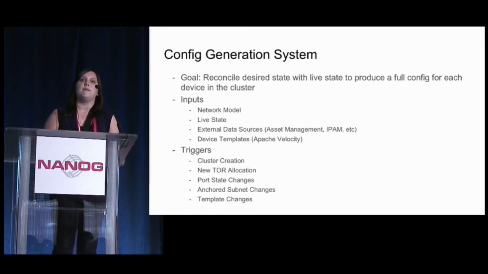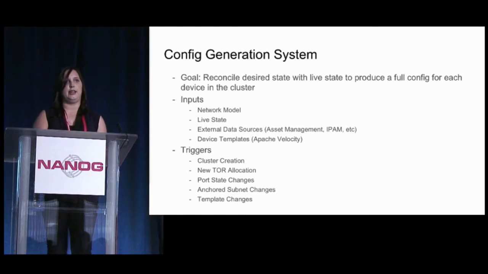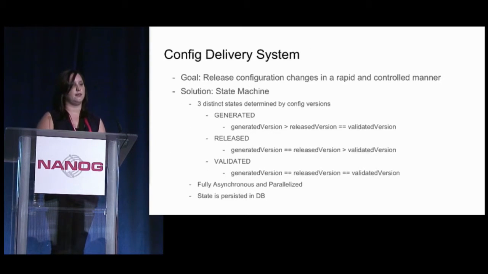But it's not enough to just have those inputs. We don't want our engineers to have to say, hey system, go generate a config. We want that to happen automatically anytime a relevant change occurs. So we created a set of triggers that cause a new config to get created. Those triggers include things like the initial cluster creation, when we allocate new top-of-rack switches, any port state changes that we detect from our live state system, as well as subnet changes and template changes.